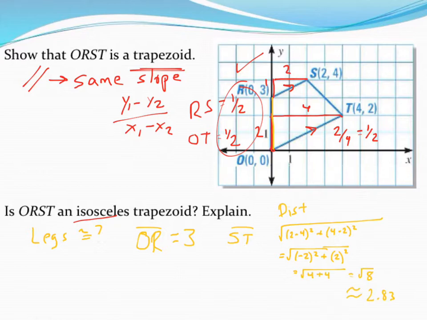What I discovered using the distance formula was that segment ST is about 2.83 units long. Segment OR is exactly 3 units long, meaning they are not the same thing. So no, this is definitely not an isosceles trapezoid. It is just a trapezoid because the two legs were not the same length.